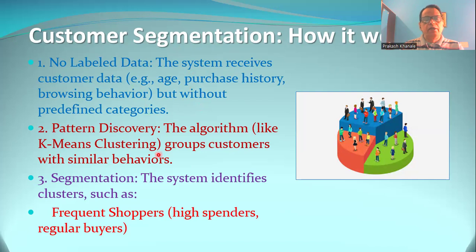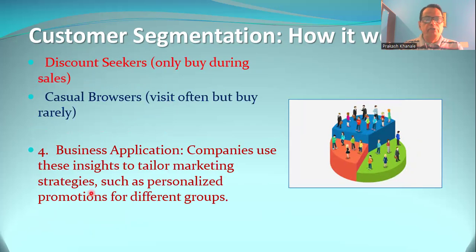Now an algorithm like k-means clustering will group the customers who have similar behavior. And then there will be a segmentation in step 3, where the system identifies clusters such as frequent shoppers. So the system will automatically identify you as a frequent shopper. If you are a high spender, or a regular buyer, then you will be classified into a different group. Sometimes there are people who purchase things only when there is some discount. So during the sale, they will purchase things. So there is another category of discount seekers.